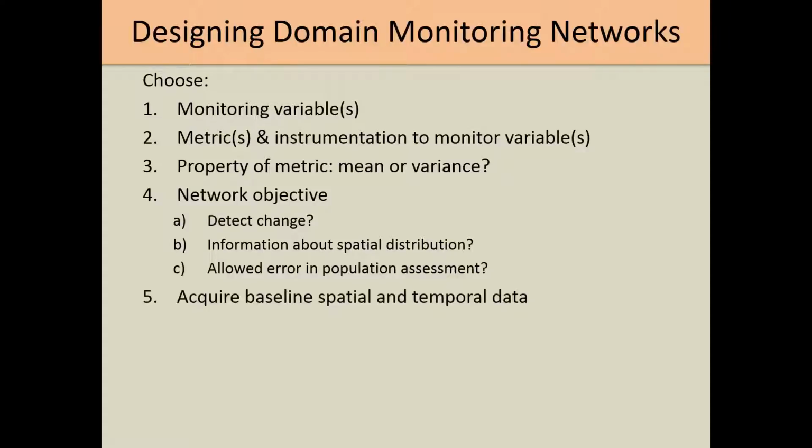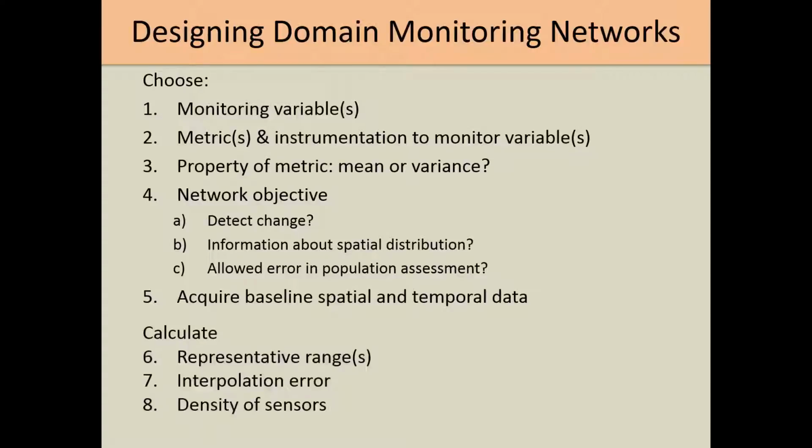Having made those choices, you can go out and acquire your baseline spatial and temporal data. So I'm advocating both a mobile and a stationary survey. And with that data, you can now calculate your representative ranges. You can potentially calculate your interpolation error and end up practically with a density of sensors. So now we've got a monitoring network.